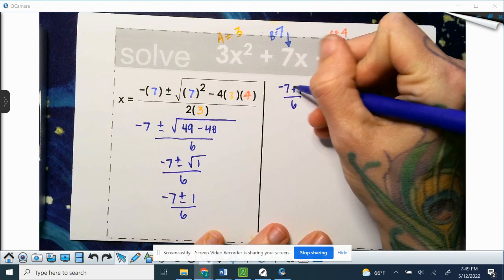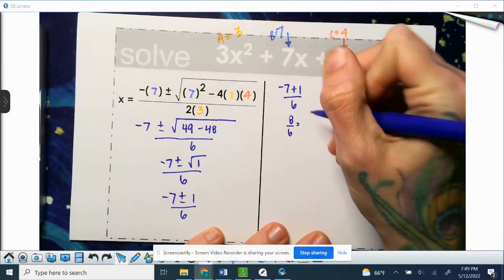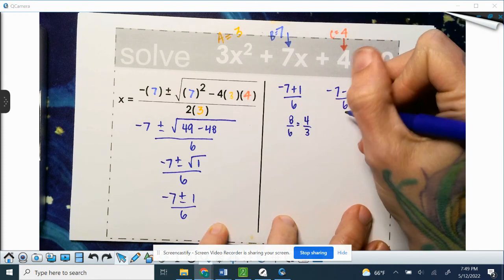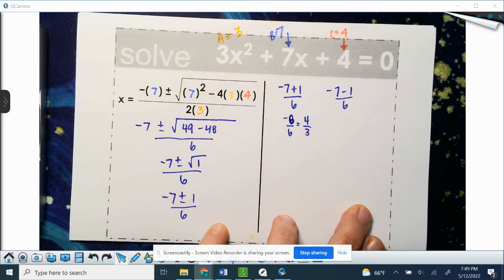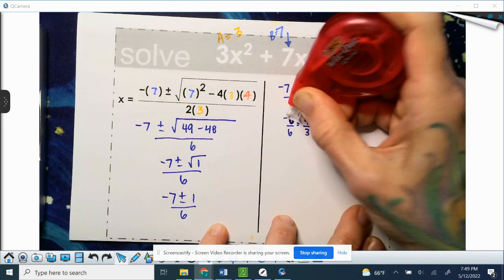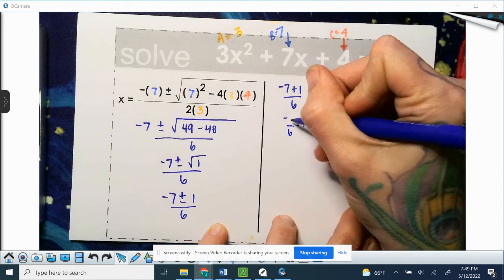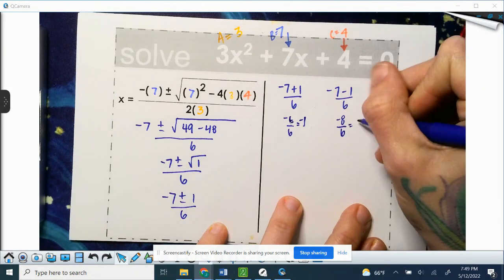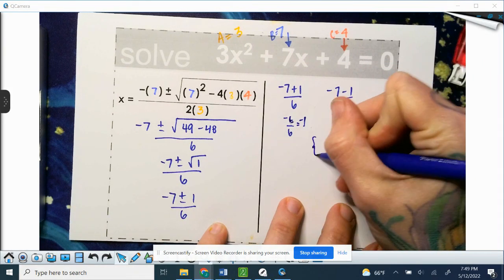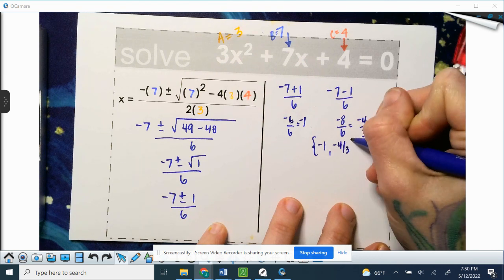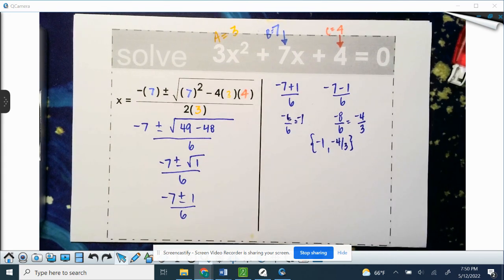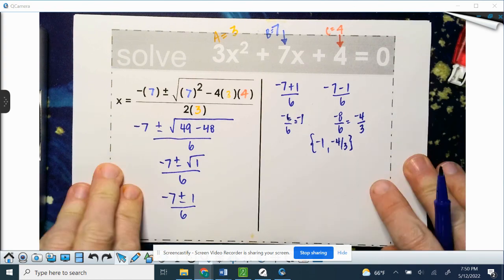Negative 7 plus 1 is going to be 8 over 6, which we do want to reduce always. 4 over 3. And then, oh, I totally messed up. That's a negative 6 over 6. Negative 7 plus 1 is a negative 6 over 6, which is going to give us a negative 1 for our answer on this side. Now we have our 8, but it's negative divided by 6, so negative 4 over 3. So our solution set is negative 1 and negative 4 over 3. We can plug those in again and check them, or put your equation into Desmos and see that that is where they cross the x-axis. All right, those two are correct.